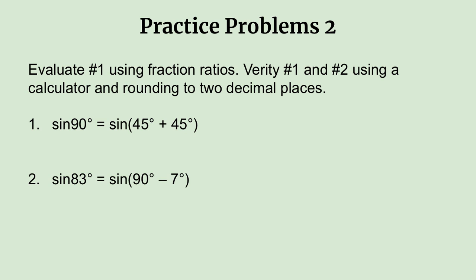So similar to the other ones we just did, sine of 45 plus sine of 45 would get us 1, and then for the second one, we'd get 0.99.